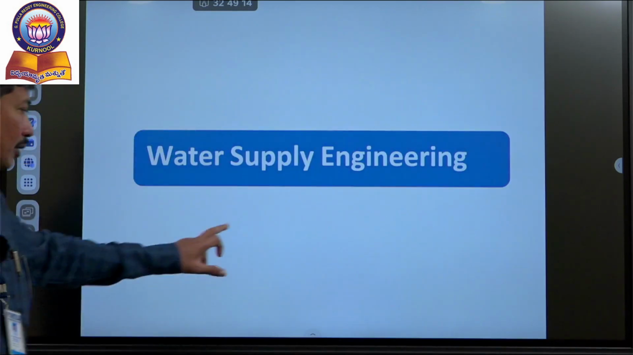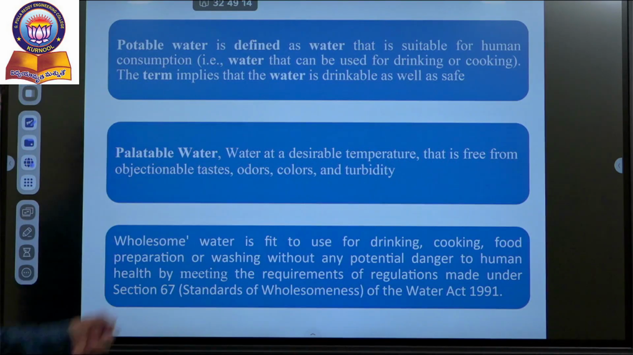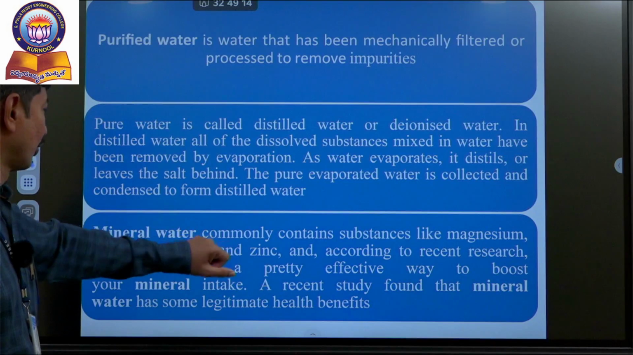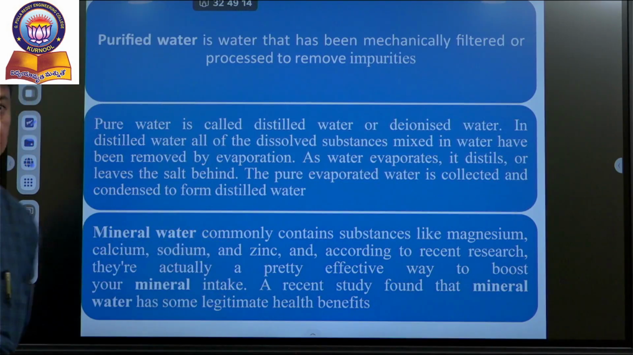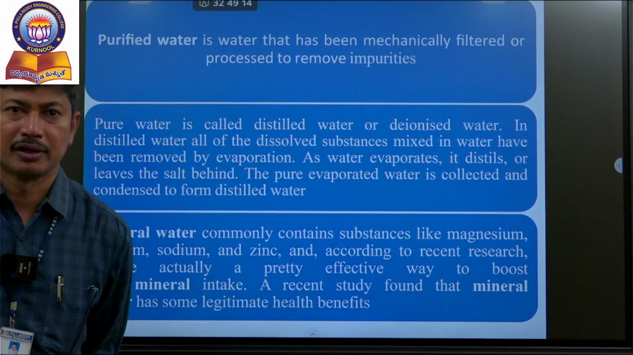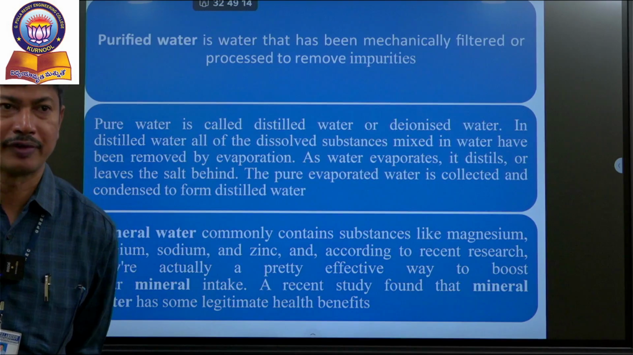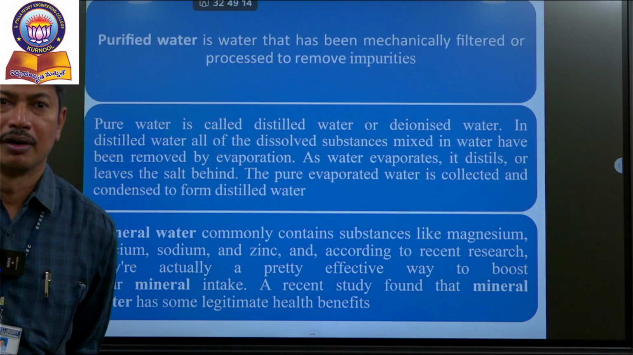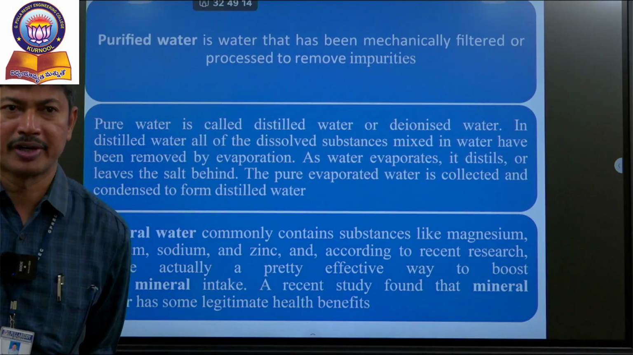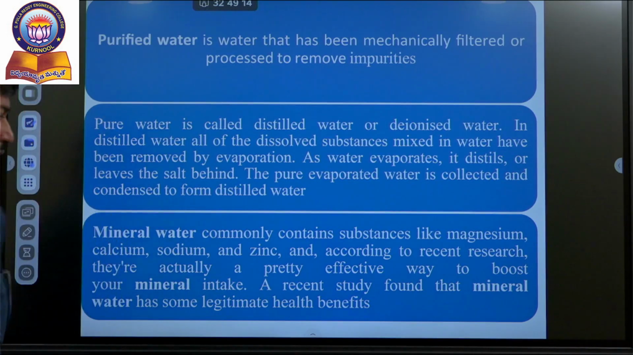Coming to water supply engineering, first unit. Already explained: potable water, purified water, mineral water. The main difference between pure water and mineral water: pure water means undesirable minerals are removed from the water. In mineral water, after purifying, the required quantity of minerals is added to the water, which is fit for drinking and good from a health point of view.